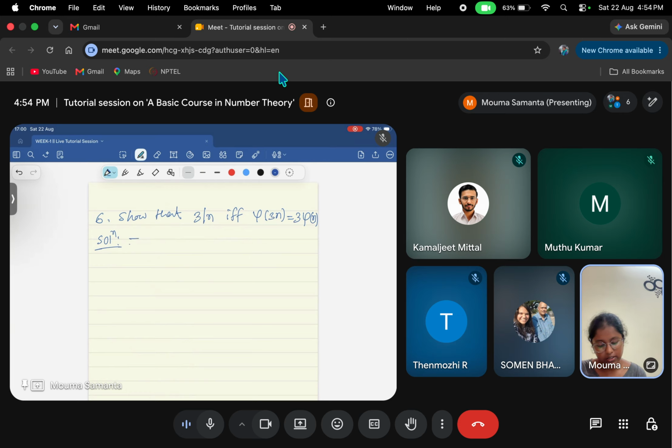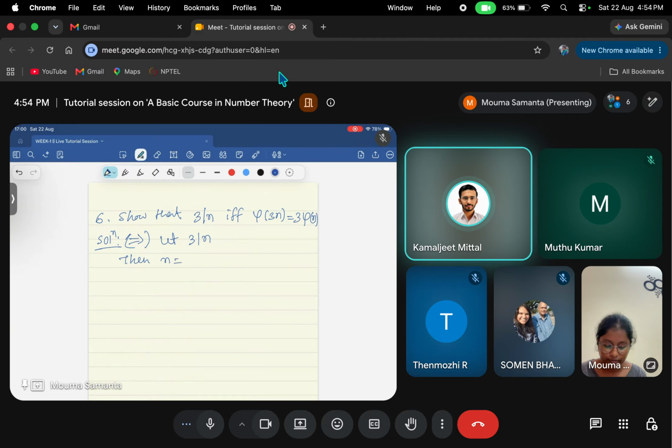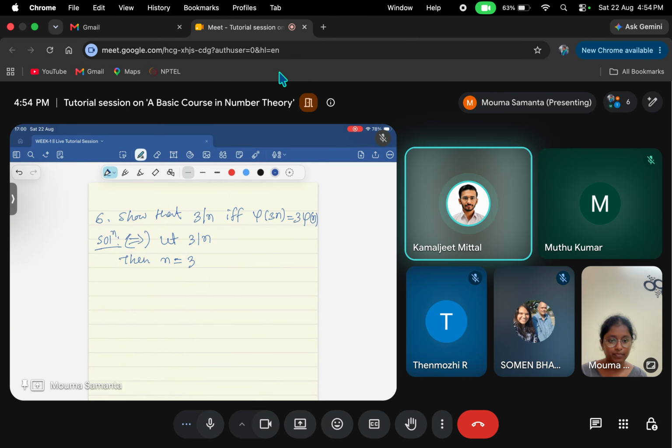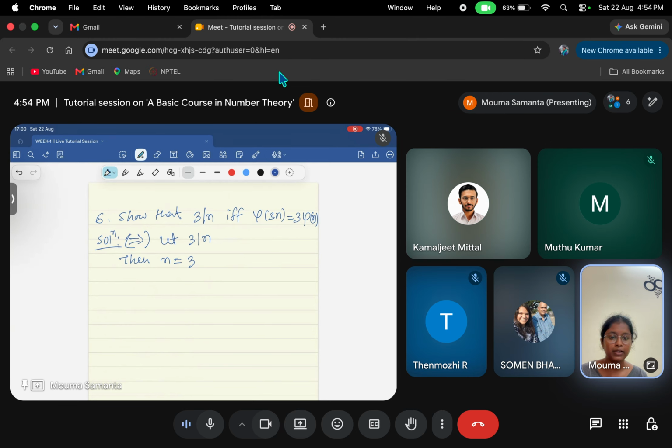So first consider this direction, that means let 3 divide n. Then from this condition, what can you say about how the prime decomposition of n will look? Now we can say n is equal to 3 times some integer k. In terms of prime decomposition, what can you say? It's a multiple of 3, okay, but in terms of prime decomposition I am asking, like the previous question we have seen.